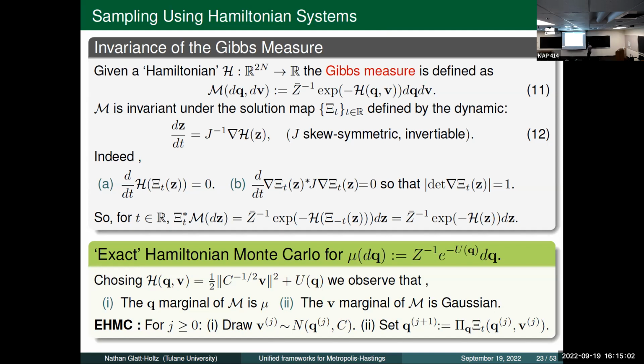Okay, so I've got my target measure of this form, and I consider the potential here to be like the potential energy for a Hamiltonian system, and my kinetic energy is in this sort of standard form. The C inverse would be physically like masses, and so this gives us a kind of idealized algorithm that you can start out with. If I look at the Hamiltonian system, well, let's see, the position marginal is my target measure, the momentum marginal is Gaussian, but I know how to draw Gaussians.